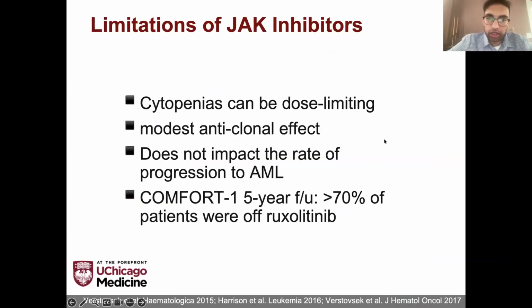So one thing to note is JAK inhibitors are the cornerstone of treatment of myelofibrosis, and they are incredibly effective for those with large spleens, high symptom burden, but there are some drawbacks to JAK inhibitors as well. They can lower your other blood counts, and sometimes that can be dose limiting. They have a modest, what we call anti-clonal effect. So they don't do a great job of completely getting rid of the MPN cells or the cancer cells.